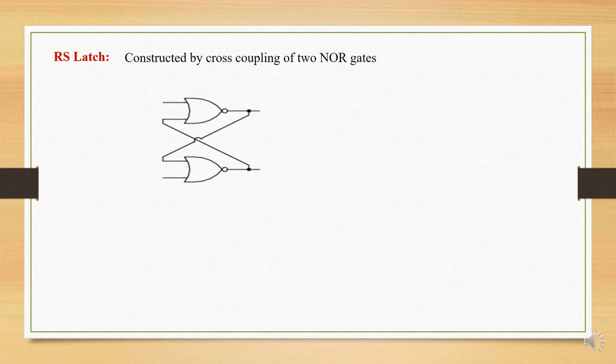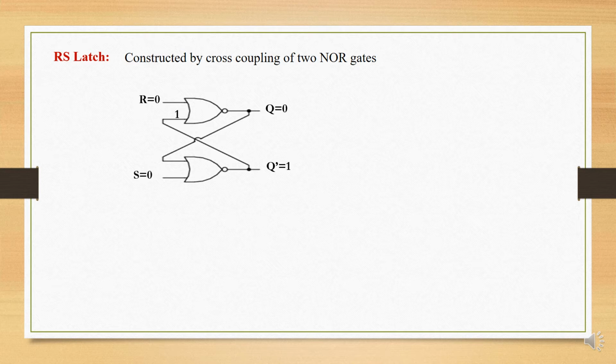1,1. Before we start analyzing each case, let us assume the previous state of the latch to be Q equal to 0 and Q bar equal to 1. Now, after assuming the previous state, let us start by applying the input R equal to 0 and S equal to 0. Considering the first NOR gate, we take the feedback from Q bar, and one of the inputs of the first NOR gate will be 1.